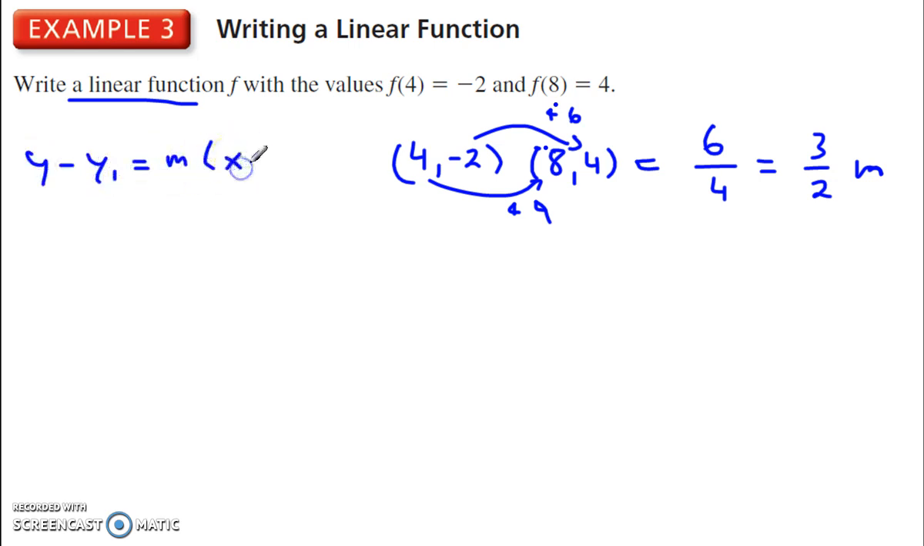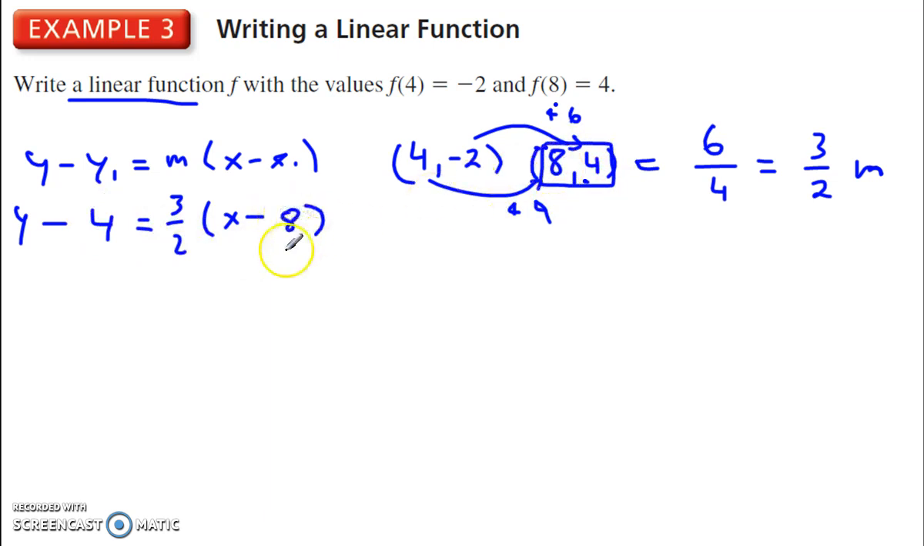m times x minus x1. Now m is 3 over 2, and the point is whichever point we pick. I'm going to pick the one with the two positives, because when you pick the one with the negatives, more mistakes happen. So if there are positives, pick the positives. So 3 over 2 is the m. Y and x don't get replaced, and then y1 and x1. Pay attention. It doesn't really matter which one you pick, so I'm going with these. Y1 is going to be 4, and my x1 is going to be 8.